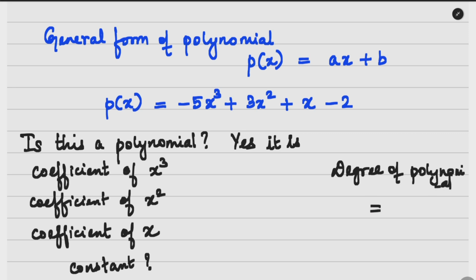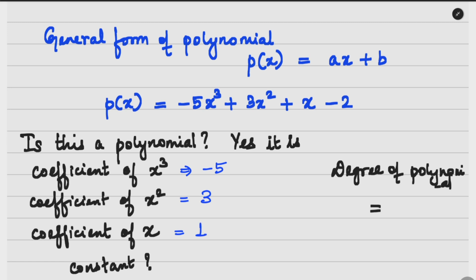So what is the coefficient of x cube? What is along with x cube? It is minus 5, right? This is the coefficient of x cube. The number including the sign, the number along with x cube, that's the coefficient. So the answer is minus 5. What is the coefficient of x square? Include the sign as well. So the coefficient of x square is 3.